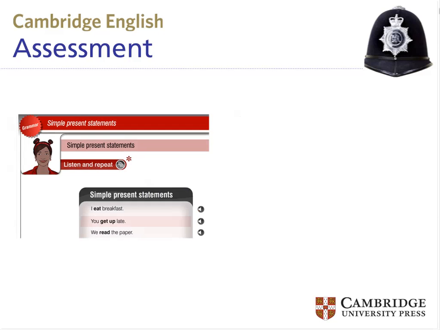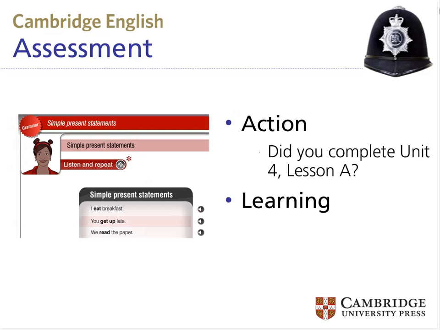Beforehand they'll have done lots of activities to figure out the language. They'll have practiced some vocabulary, and now this is the summary to confirm that what they have figured out is correct. So at this point, we want to know that the students have studied present simple statements. Now, when we assess them, are we assessing them on their actions, or are we assessing them on what they've learned? If I'm assessing on actions, my question is, did you complete Unit 4, Lesson A? And the answer is yes or no.